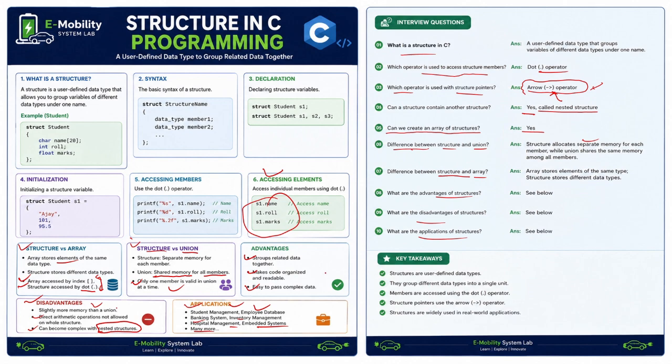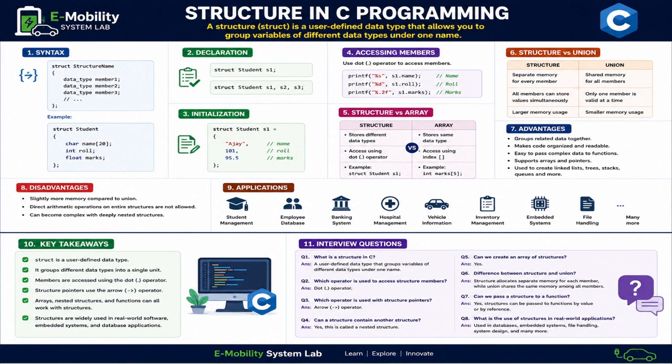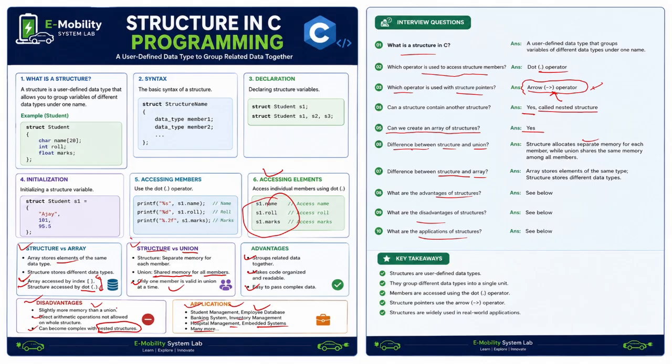Now we will move on to another slide. So what are the key takeaways from this class? Structures are user-defined data types. They group different data types in a single unit. Members of the structure can be accessed through the dot operator. Structure pointers use the arrow operator, and structures are widely used in real-world applications.